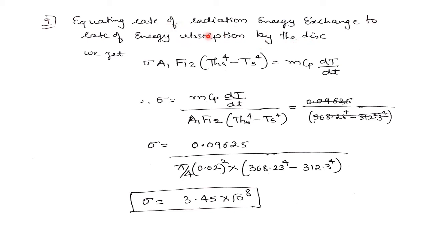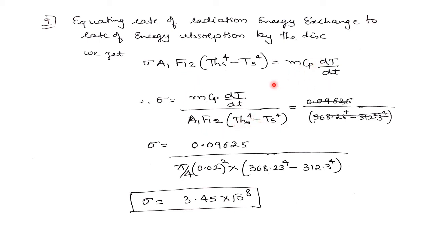We are equating both these equations, the rate of radiation energy exchange and the rate of energy absorption by the disk. This is the rate of radiation energy which is exchanged between the hemispherical surface and this copper specimen, and that will be equal to the rate of energy absorption by the disk. Therefore sigma is equal to m into Cp into dT by dt, divided by A1 F12 (THS to the power 4 minus TS to the power 4).